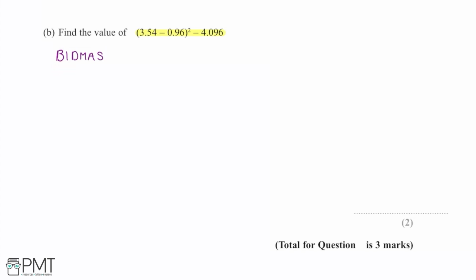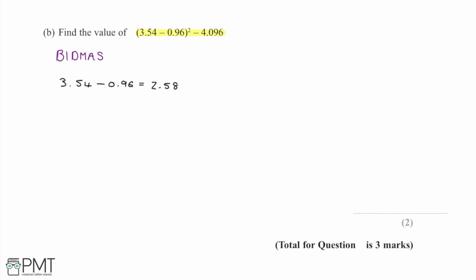So the B first here means that I'm going to work with the brackets first. So as I can see, I do have brackets, so I can simplify whatever's inside the brackets before squaring it here. So squaring, this is an indice, so this comes second. This comes after manipulating the brackets. So I can start off here by taking that 3.54 minus 0.96 within the brackets and simplifying that. And if I do that calculation, that gives me an answer of 2.58.